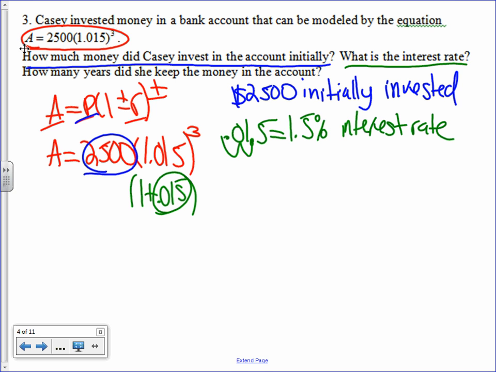Finally, it says how many years did you keep the money in the account? Well, the years is T. T is 3 years.